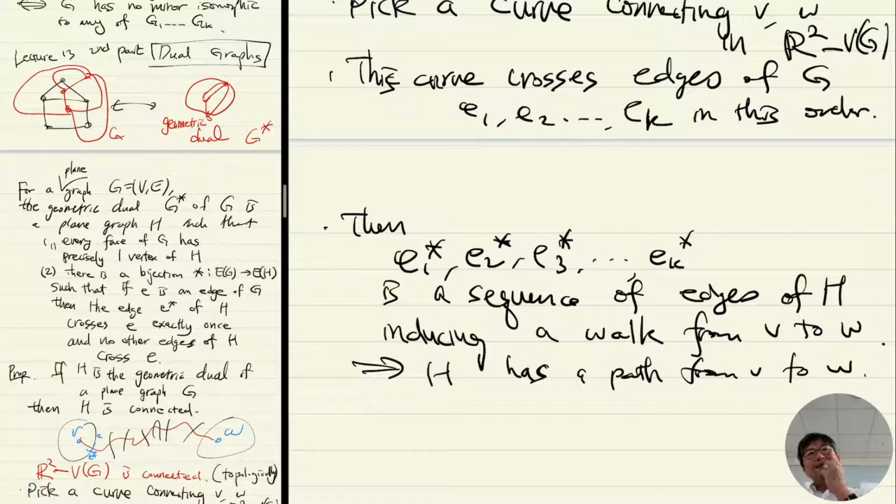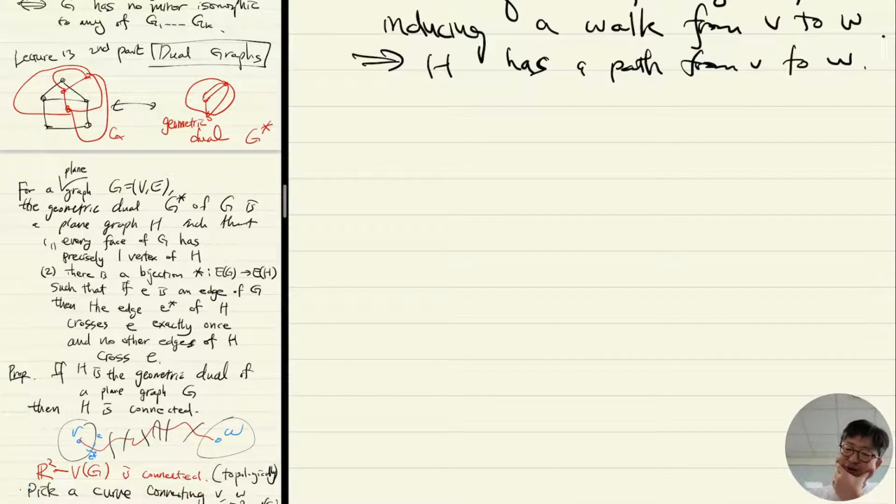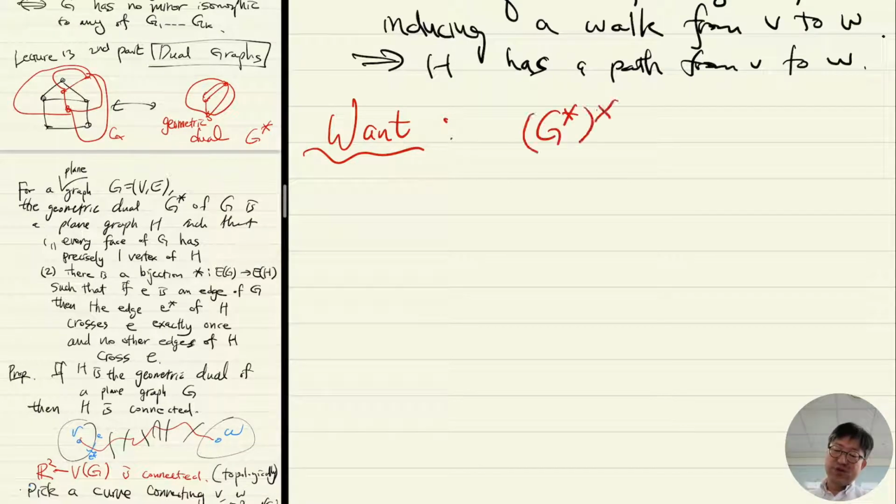Now, that's one property that prevents something like this. When you say something is dual, then usually we want the property that the dual of the dual is itself, right? So we want to say that the geometric dual of the geometric dual is itself. Now, if graph G is disconnected, you cannot say that, because the geometric dual of a plane graph is always connected, and then the geometric dual of that is always connected. So we will never go back to the disconnected graphs.